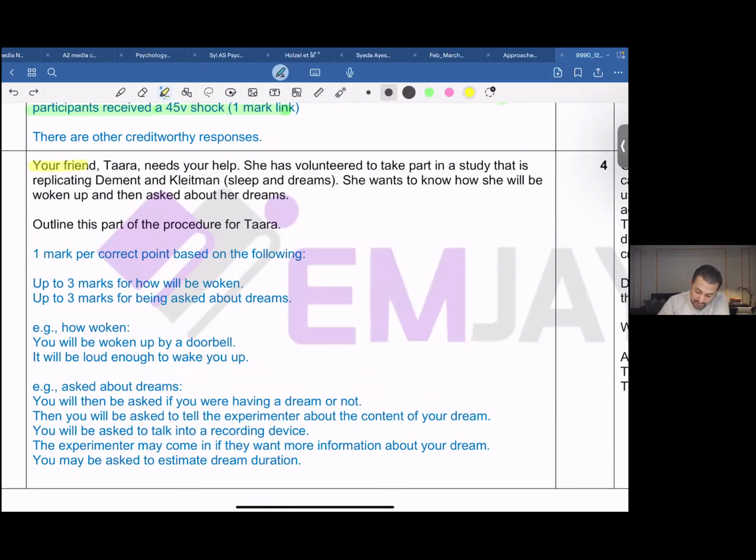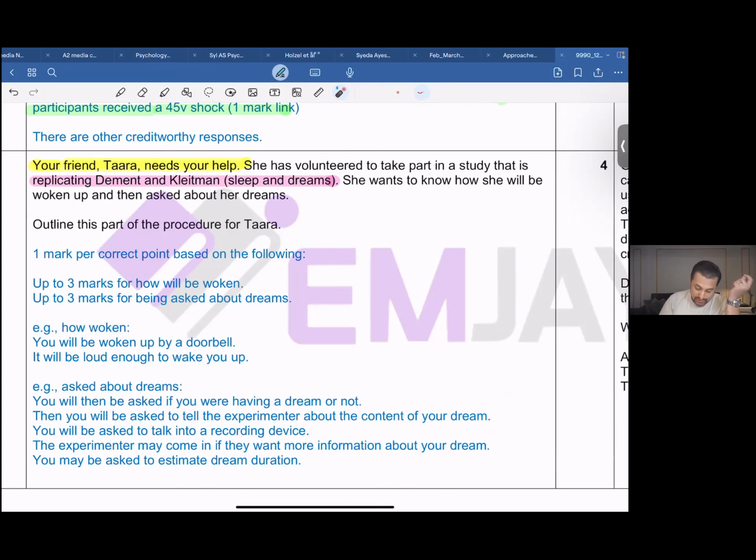Okay, let's help Tara now. Your friend Tara needs your help. She has volunteered to take part in a study that is replicating Dement and Kleitman, that is sleep and dreams. So you have a friend, whose name is Tara, and she has volunteered to take part in a study that is replicating Dement and Kleitman. She wants to know how she will be woken up and then asked about a dream.